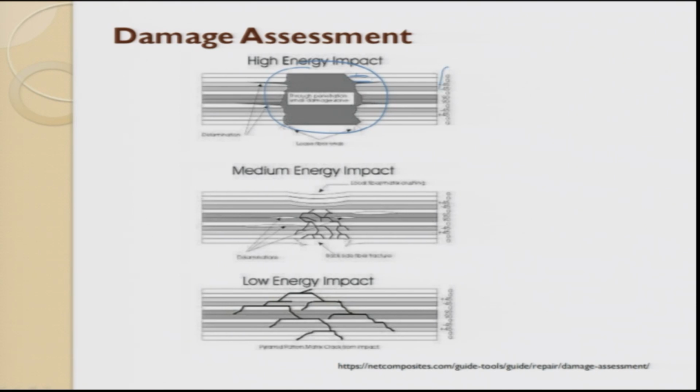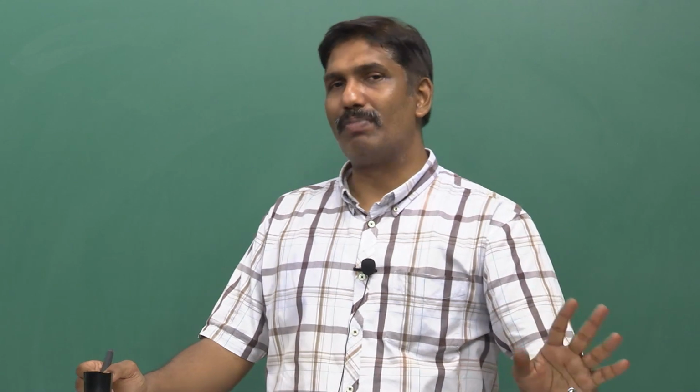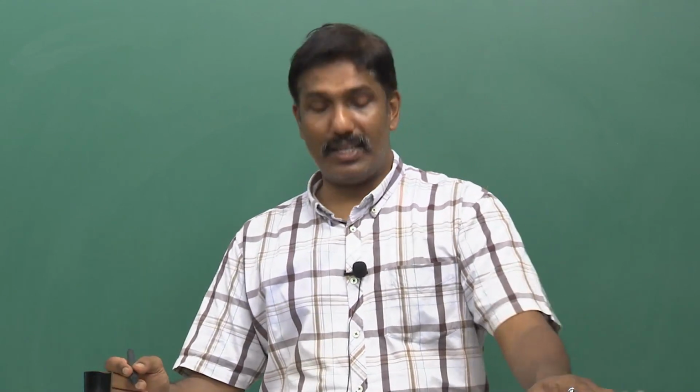So, here are the different orientations of the composite which is used. This is a high energy impact. A high energy impact is, for example, a bullet fired against a composite. So, this is a high energy impact.